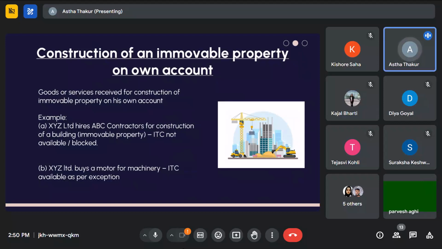No, sir. It will be like the first example. Of course, if they are buying a motor for a machine, as you said, whatever GST they are paying, for that it will be eligible. Because the motor is for the machine, it's not for construction purposes. Yes, sir. And this was all that we covered. We covered three topics in total.